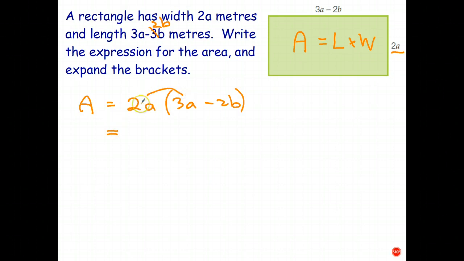So 2a times 3a, well, 2 times 3 is 6. A times a is a squared. I'm going to keep that as a subtract in this case. 2a times 2b is 4ab. So there's the answer in factored form, and there's the answer in expanded form. Okay, what we're going to learn in the last video in this chapter is how to go backwards. So if an expression is given to you in expanded form, how do you then turn it back into the expression in factored form?